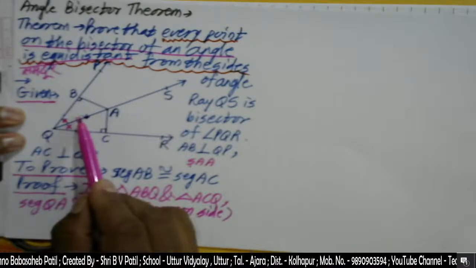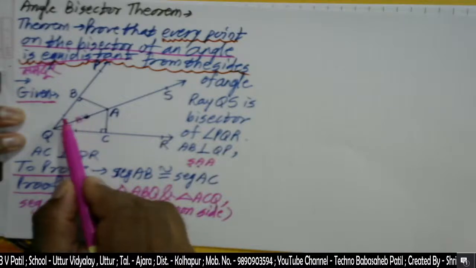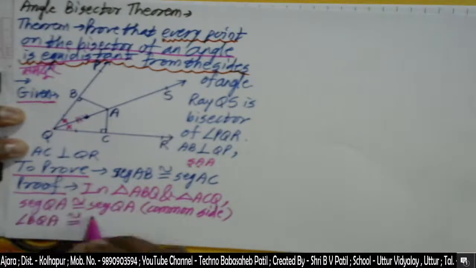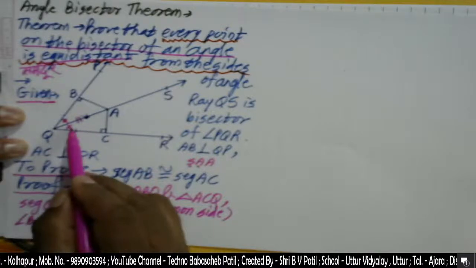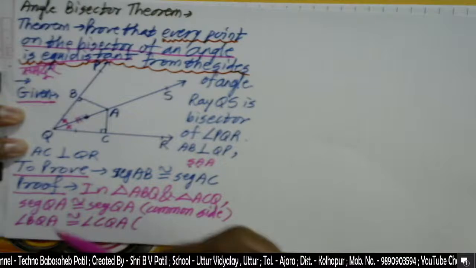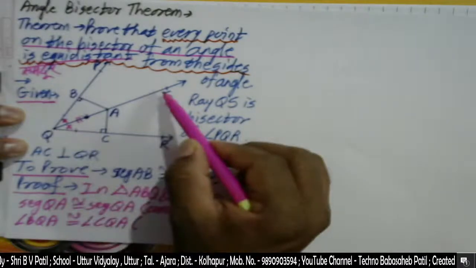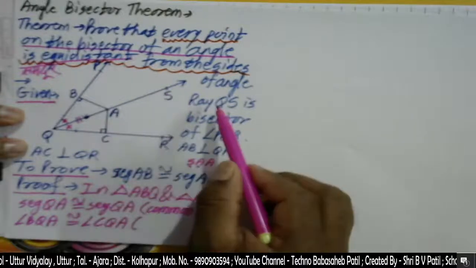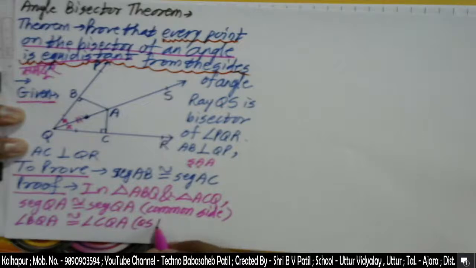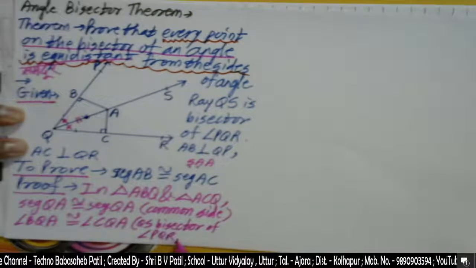Then side, then its nearer angle, या साइडच्या जवळचा अँगल हा आहे, that is angle BQA, congruent angle, that angle is CQA, and reason is this: QS is bisector of angle PQR, and this is given.